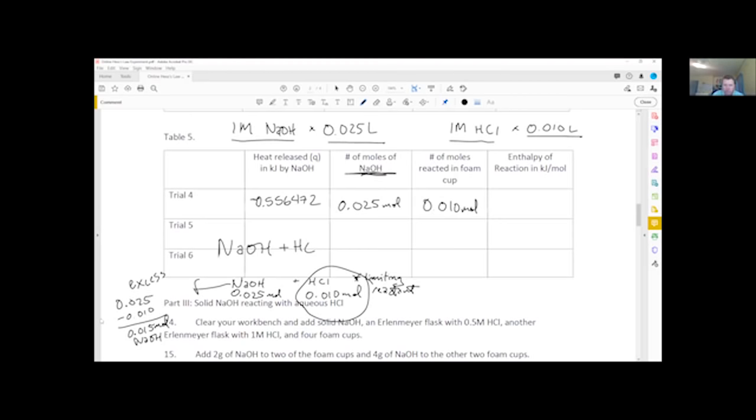So now what we need to do is take this column right here, negative 556.472, and divide it by this column right here.